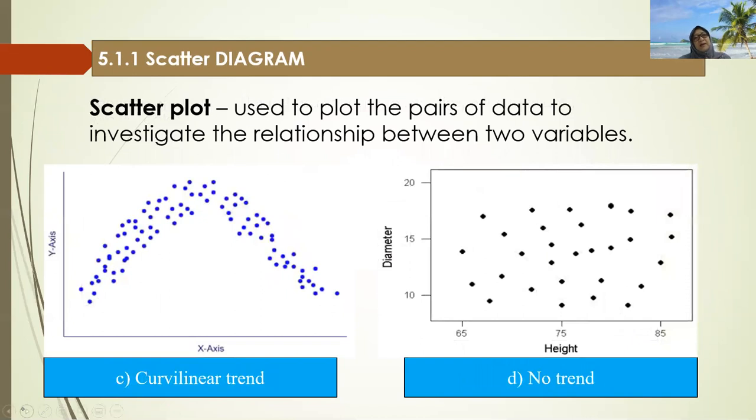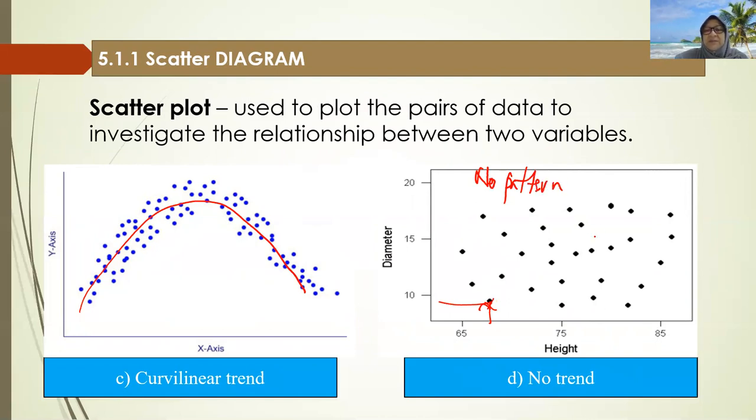Another example is whenever we have a relationship that is not linear, but you can see it is a curvy trend. The formula will be different compared to linear regression. And the last one is when there is no trend, where the values of x and y increase and decrease without any particular pattern or trend.